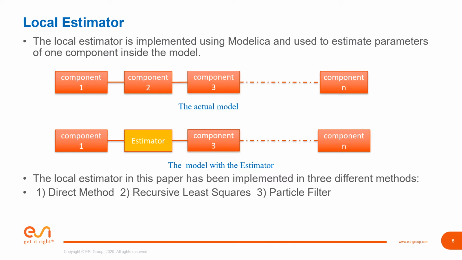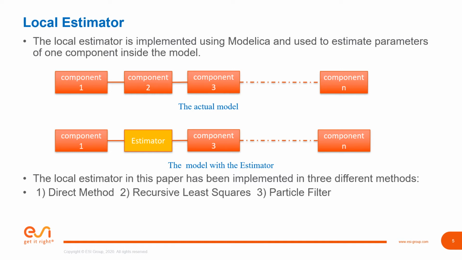So the local estimator is implemented using Modelica language, and it's used to estimate the parameter of one component. You can see here we have the actual model, and we have the model with the estimator. The aim of the estimator is to estimate the parameters of the second element. So in this case, we kept all the model, and we replaced just the equation of element 2 with the estimator algorithm here. And this is the reason why we said local. We just use a part of the system, not all the system.